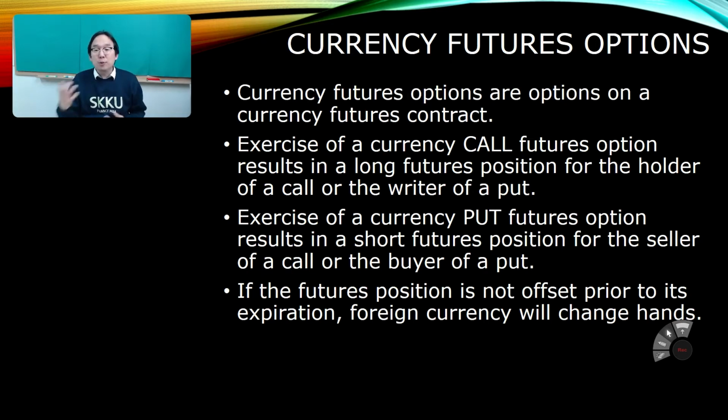Exercise of a currency put futures option, on the other hand, will result in a short futures position for the seller of a call or the buyer of a put. Okay, so put option is about the right to sell. Right to sell in futures market is about the short position. So you will end up in a short position. That's what we are trying to say. If the futures position is not offset prior to its expiration, foreign currency will change hands.